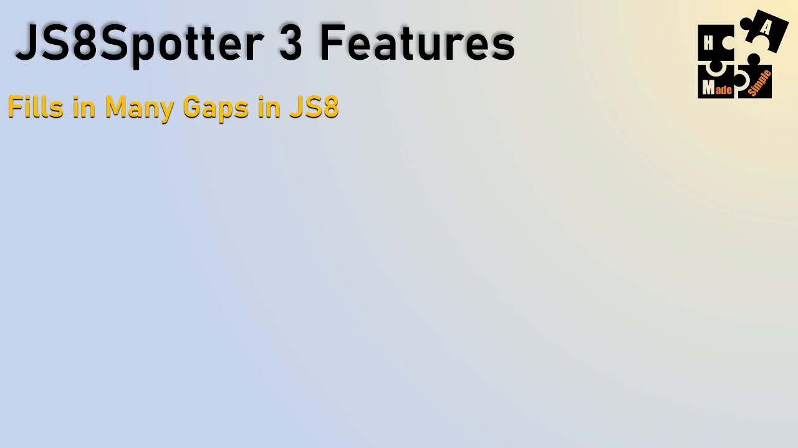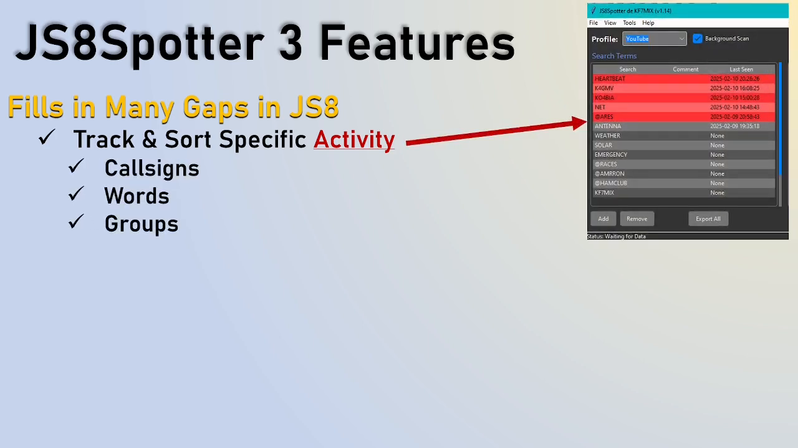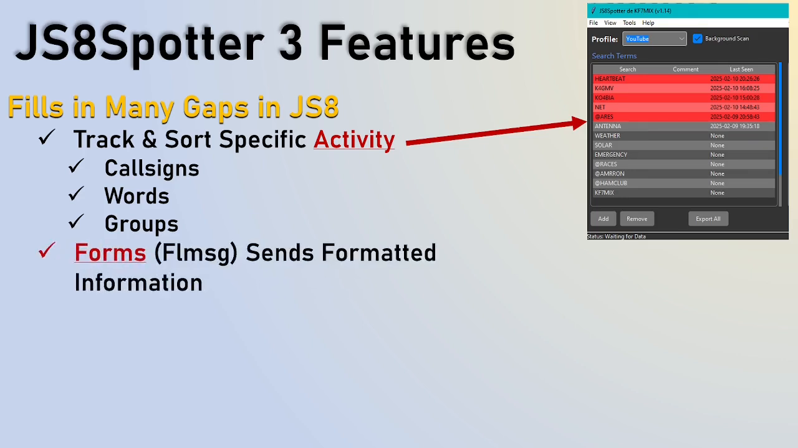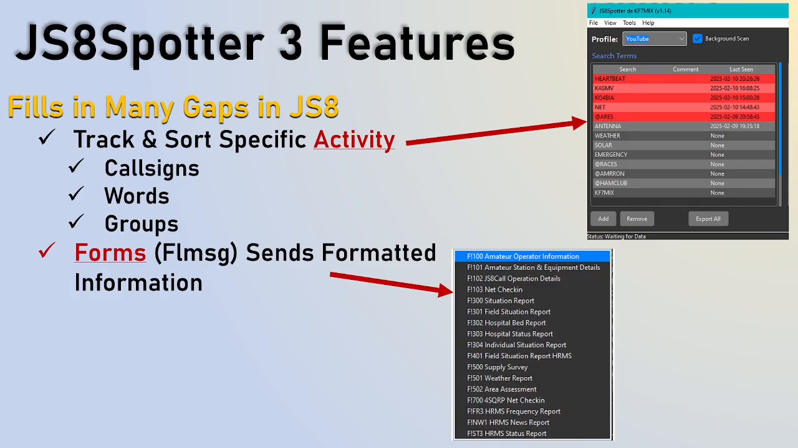So it's going to fill in three major gaps within JS8. It can track and sort specific activity such as call signs, words, and groups. It also does forms similar to FL message, but not the same. It sends formatted information, and I think in a much faster and cleaner way. Included in some of the reports, for example, is a net check-in report and a field situation report. And for example, here is one I created for myself, our own field situation report.